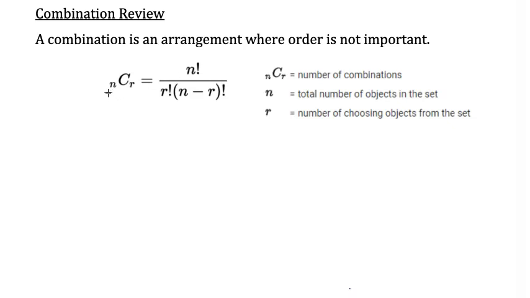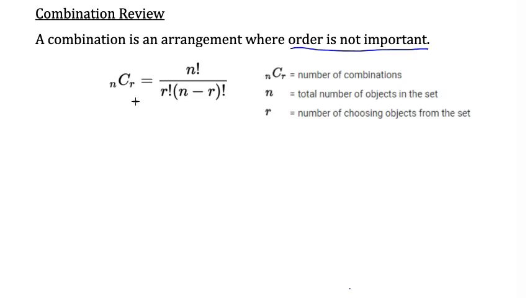Before we get to probability, let's also review combinations. Now, a combination is an arrangement where order is not important. For instance, the math club coach might need to select two members of the club to attend the math bowl. It doesn't matter who the coach chooses first or second, it just matters who gets to go.